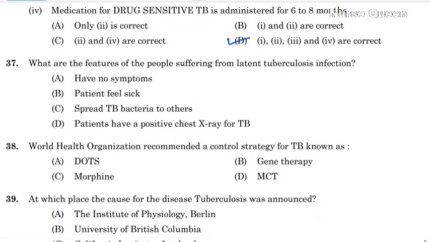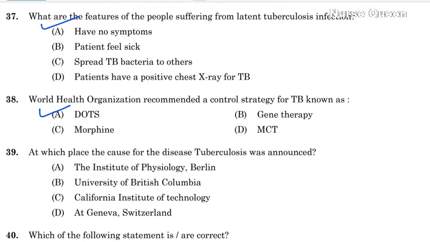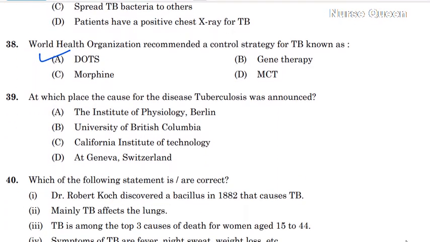Next question. What are the features of people suffering from latent tuberculosis infection? Have no symptoms. World Health Organization recommended a control strategy for TB known as DOTS. At which place was the cause for the disease tuberculosis announced? The Institute of Physiology, Berlin.